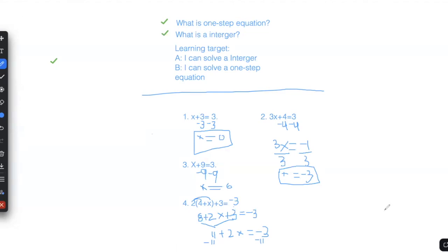Negative 20. So 2x is equal to negative 20. Divided by 2. And then x is equal to negative 2. Or negative 10.